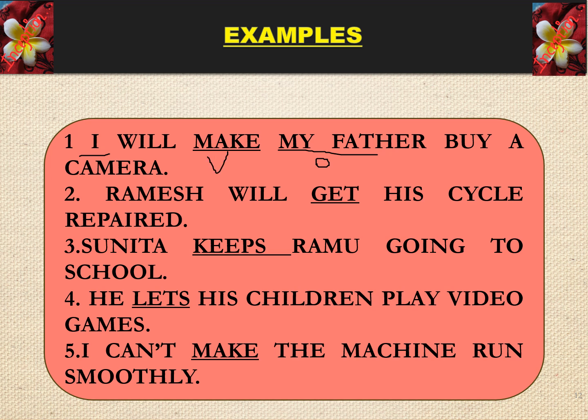Okay. Next, Ramesh will get his cycle repaired. Who will repair the cycle? Someone, right? Someone will repair the cycle, not Ramesh. Ramesh will get it repaired. But Ramesh is the same subject. Is the subject doing any work? No. That's why get, this verb is a causative verb.